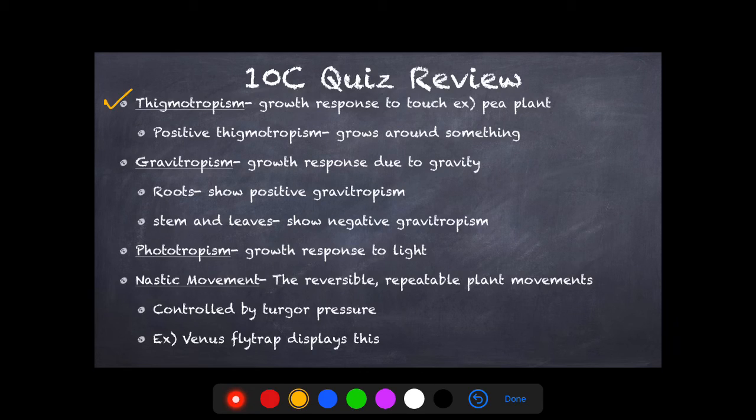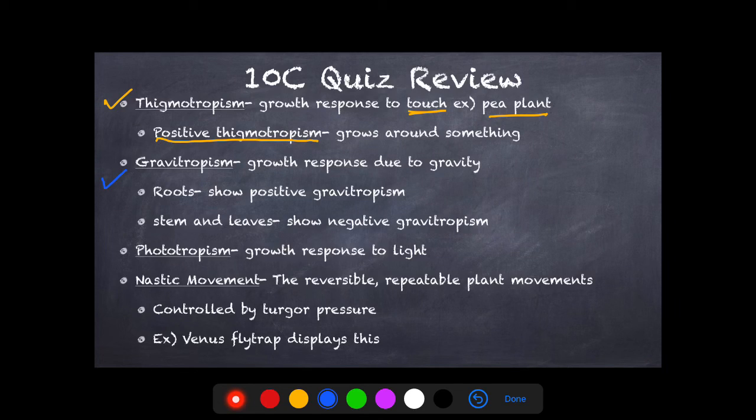We learned about thigmotropism, which we said was the response that a plant has to touch. Example, we talked about the pea plant. And then when you have positive thigmotropism, you are talking about a plant like the pea plant growing around the stake, so it's actually responding well to touch.